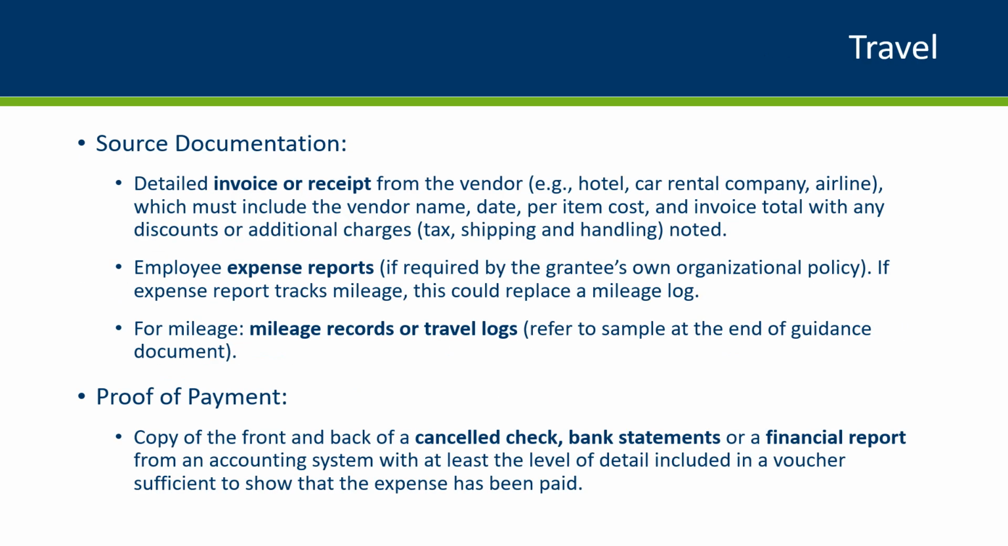Now for the travel category. Source documentation for travel should be a detailed invoice or receipt from the vendor, like a hotel receipt, car rental company or airline receipt. This must include the vendor name, the date, the per item cost, and invoice total with any discounts or additional charges like tax, shipping, and handling noted.